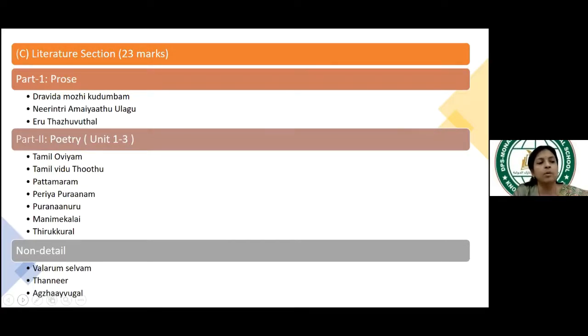For prose, we have Dravida Moli Kudumam, Neerinji Amayadu Uladu, Yeru Taluvudal. For poem, we have Tamil Oviyam, Tamil Viduthudu, Patta Maram, Periya Puranam, Purananuru, Mani Megalai, Tirukural. And for non-detail, we have Valarum Selvam, Tannir, Agalaivugal.